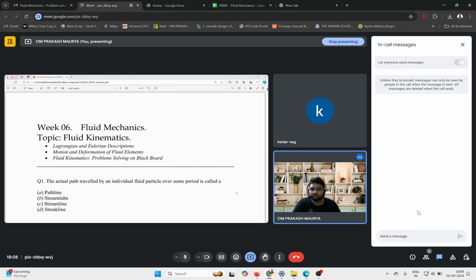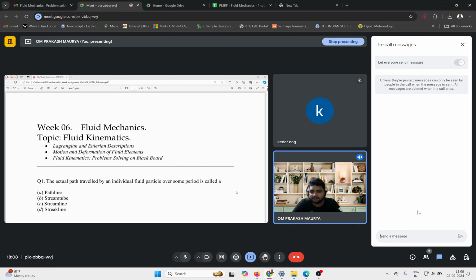Okay, so welcome to week 6 of fluid mechanics. Here we solve some problems related to the Lagrangian and Eulerian descriptions, the motion and deformation of a fluid element, and the third one, fluid kinematics. So based on these three concepts of fluid mechanics, we'll solve some problems.